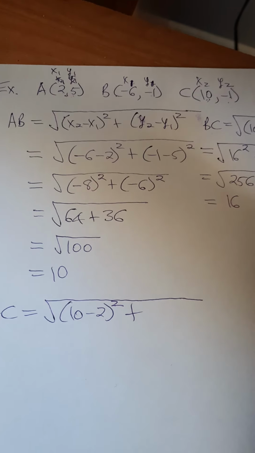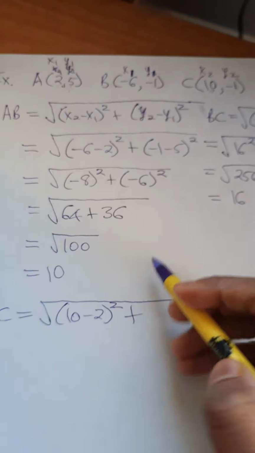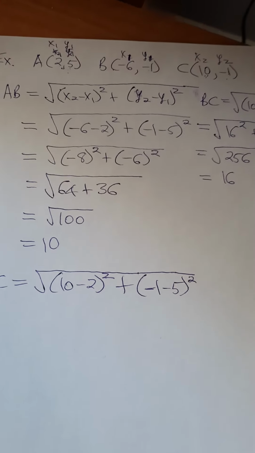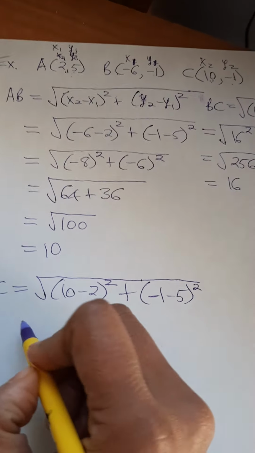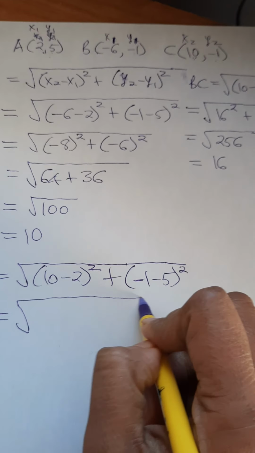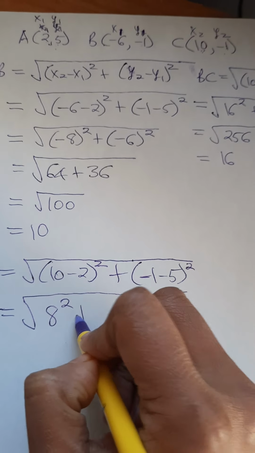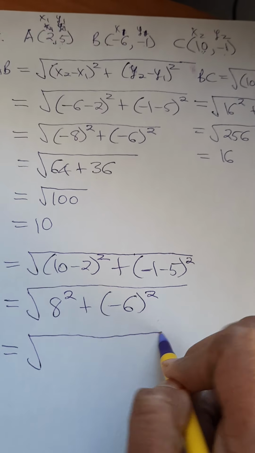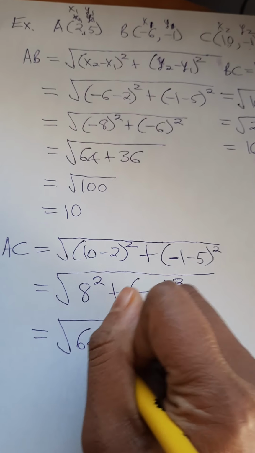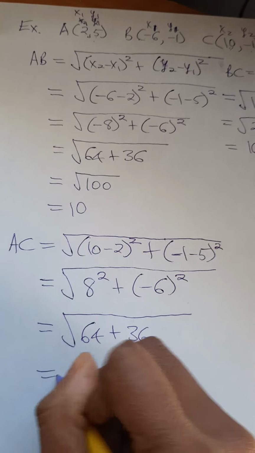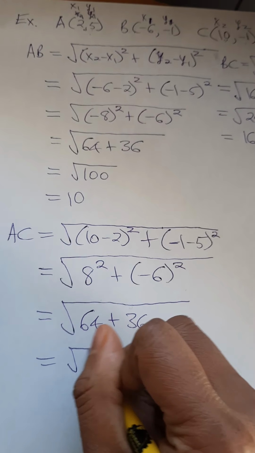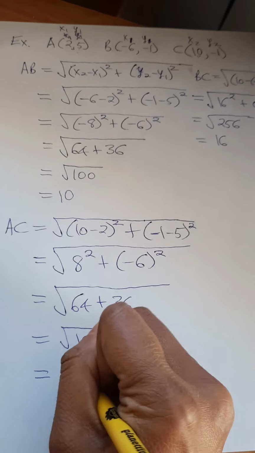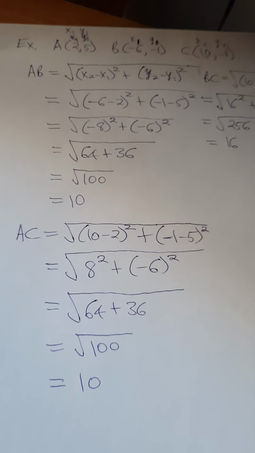And now you could do the y values as well. So negative 1 minus 5. And then we're going to square them. Does everyone see that? So we're going to do square root. So 8 squared. And this is negative 6 squared. So just like this, it is equal to 64 plus 36. I'm going to add that together, which is 100. Then I'm taking the square root of the 100, which is equal to 10. So that's all we're doing for part A.